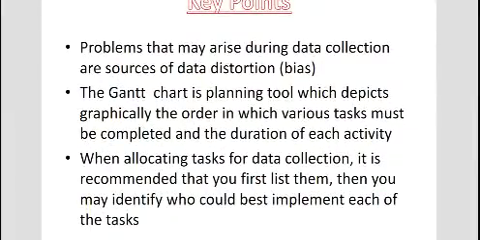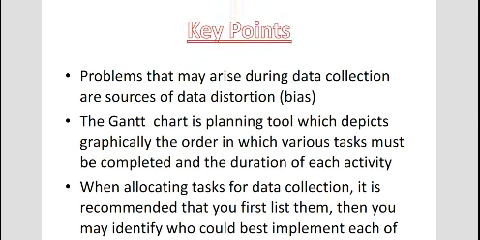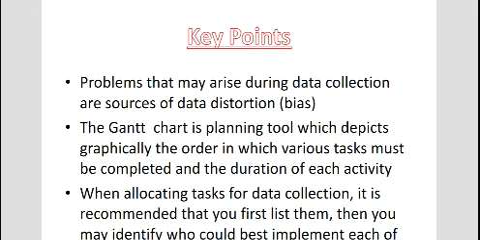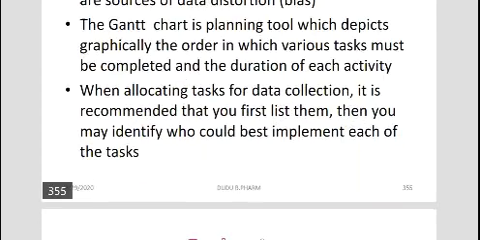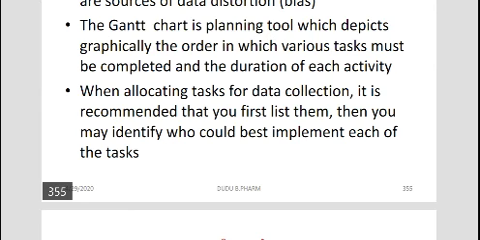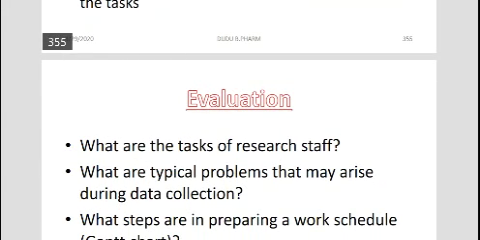Let's see the key points. We say problems that may arise during data collection are sources of data distortion and bias. And we said the Gantt chart is a planning tool which depicts graphically the order in which various tasks must be completed and the duration of each activity. When allocating tasks for data collection, it is recommended that you first list them, then identify who could best implement each of the tasks.